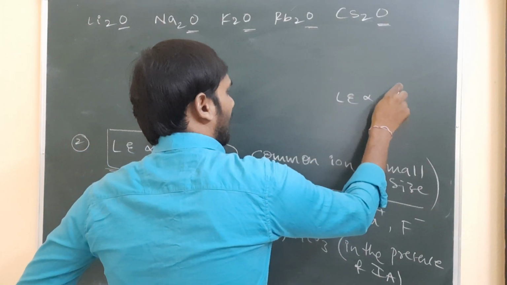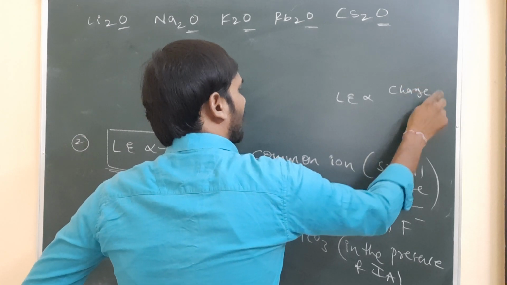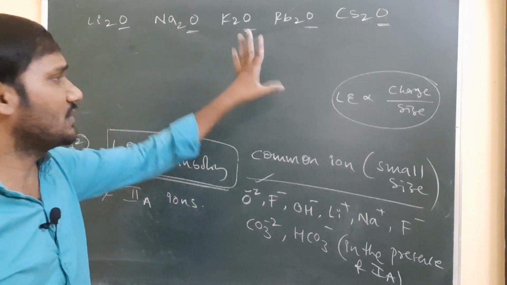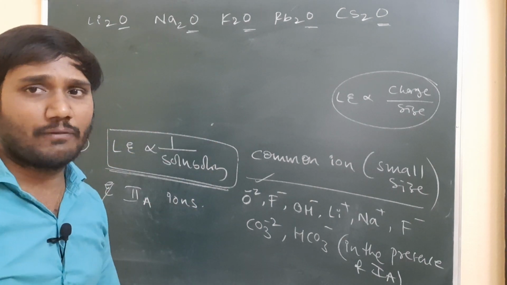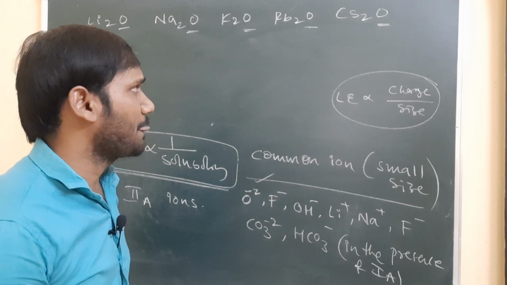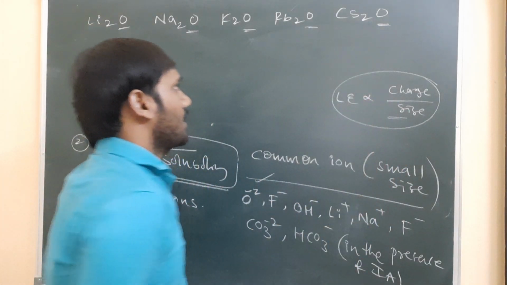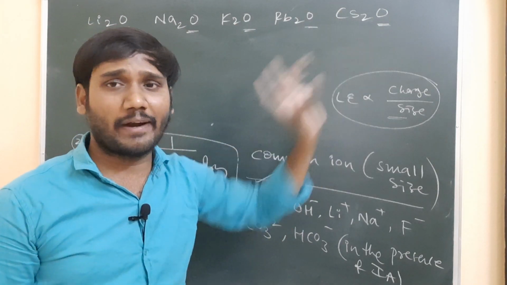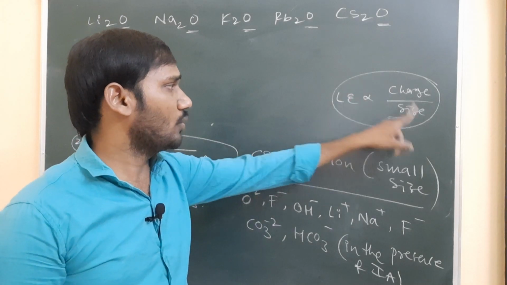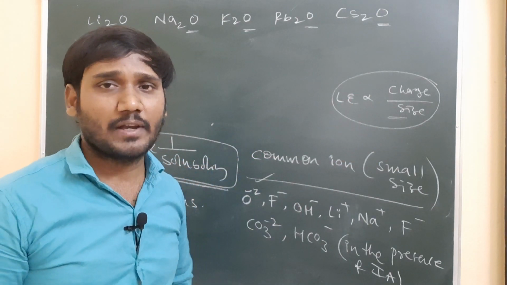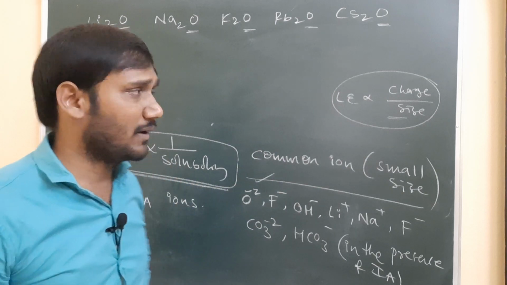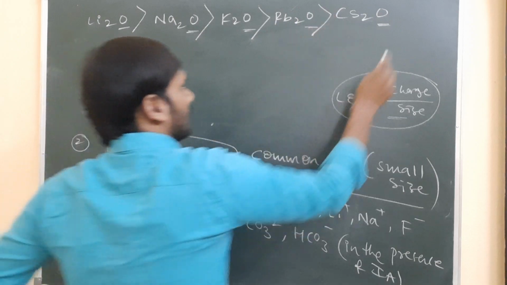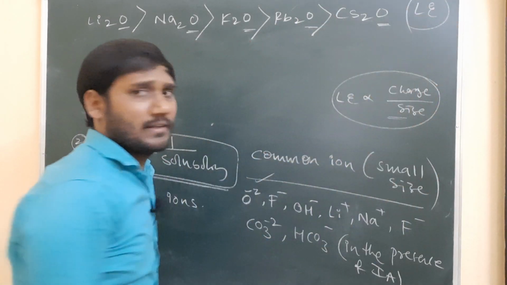Lattice energy is directly proportional to charge and indirectly proportional to size. So let us see where the lattice energy is more and where it is less. The charge is common because everything is a first A group element, and the ion is common, oxygen. Next we have to see size: lithium, sodium, potassium, rubidium, cesium. Size increases from top to bottom. Lattice energy is more when the size is small, because it is indirectly proportional. Then where is the lattice energy more? Lithium oxide. So this is the lattice energy order.